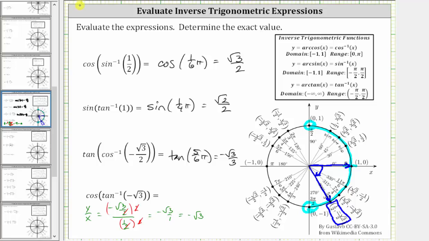And therefore the expression simplifies to cosine of negative 1/3 pi radians, which is equal to the x-coordinate of this point of intersection, which is 1/2.